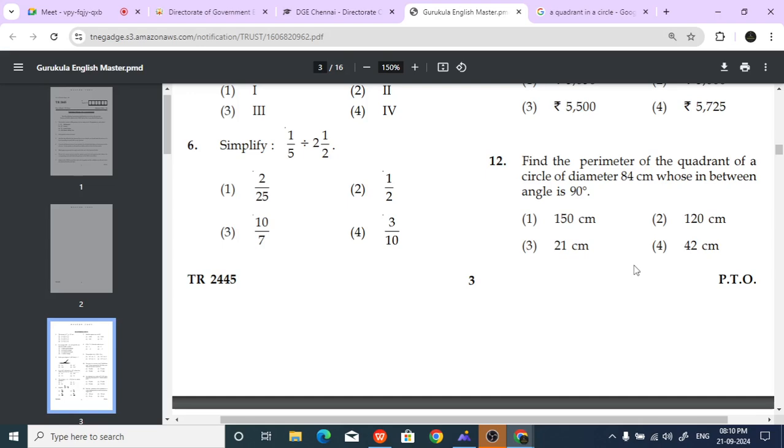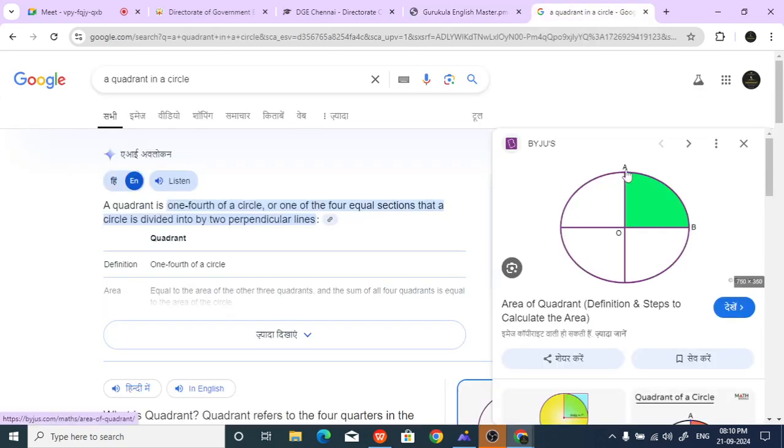Find the perimeter of a quadrant of a circle of diameter 84 centimeter, whose in-between angle is 90. Instead of drawing by myself, I am showing a picture. They are asking, what is the perimeter of this portion? The perimeter of the portion is AO plus OB plus BA. AO is the radius, that is 84 divided by 2, that is 42. OB is 42, no problem. So we have to find AB.